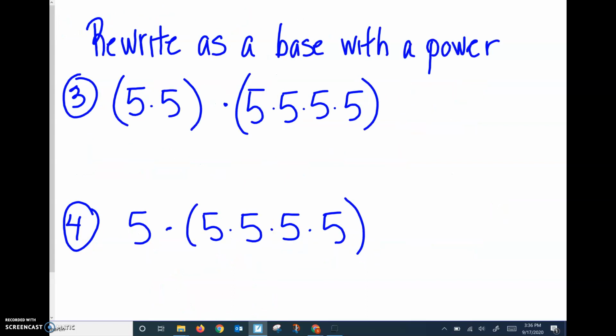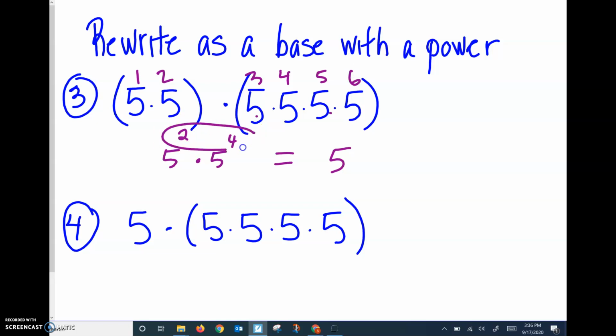All right, let's see what happened in the next one. Okay, this time we've got a 5, and there's 2 of them. And this one has 1, 2, 3, 4. 4 of them. So what happened in the last one? We had a 5. Now how do we get this exponent? Well, let's just count 1, 2, 3, 4, 5, 6 of them. And how do we get 6 from these two numbers?